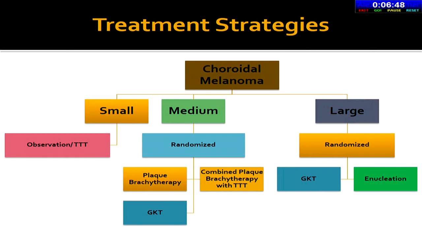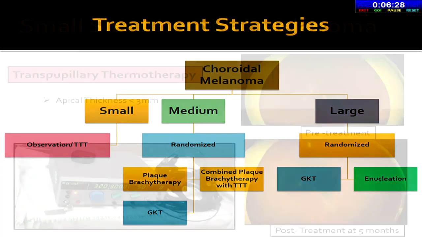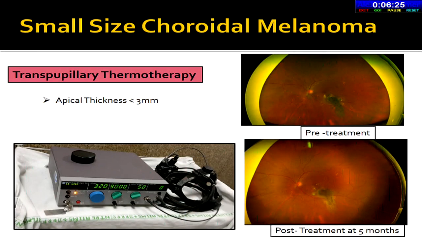For small melanoma we can observe, or we can do transpupillary thermotherapy. For medium we can randomize into plaque brachytherapy or combined plaque brachytherapy with TTT, or we can do gamma knife therapy. And for large, you can either go for enucleation, or you can do external beam radiotherapy like gamma knife. For small, we usually consider an apical thickness of less than 3 millimeters. You can go for transpupillary thermotherapy. It's an infrared radiation that gives a thermal effect and causes apoptosis of cells.